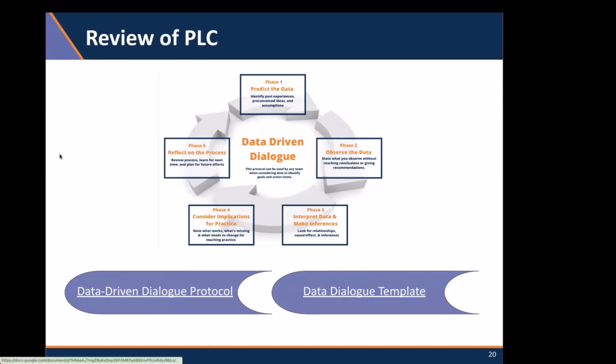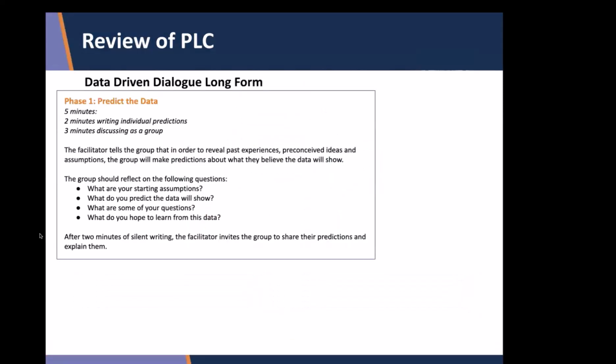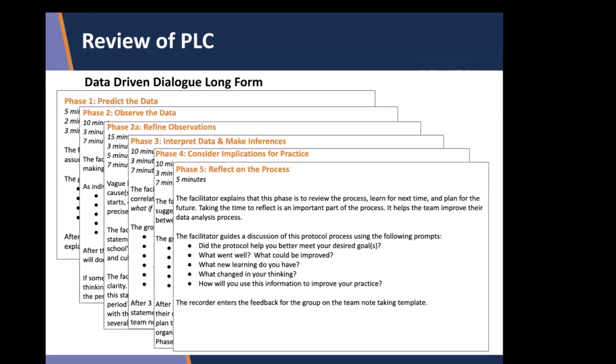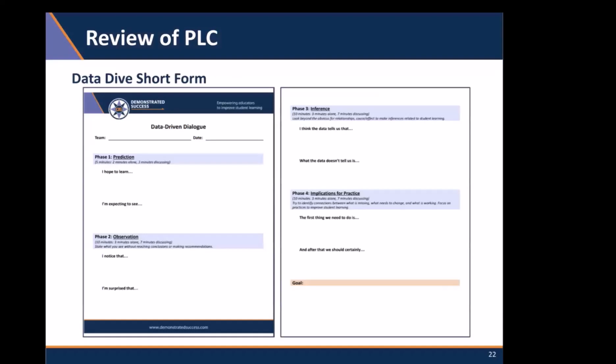The next slide, I think, shows the different parts of the long form. So again, just looking through this, all the different phases, we have relative timeframes on them, making sure that you have a little bit of silent time for those folks that really need to process and look at the data and to be able to formulate their thoughts before you start talking about it. The next one is this data dive short form. So as you're doing the data dive, you are able to record your information and gather the thoughts of not just your own, but of your colleagues as well.